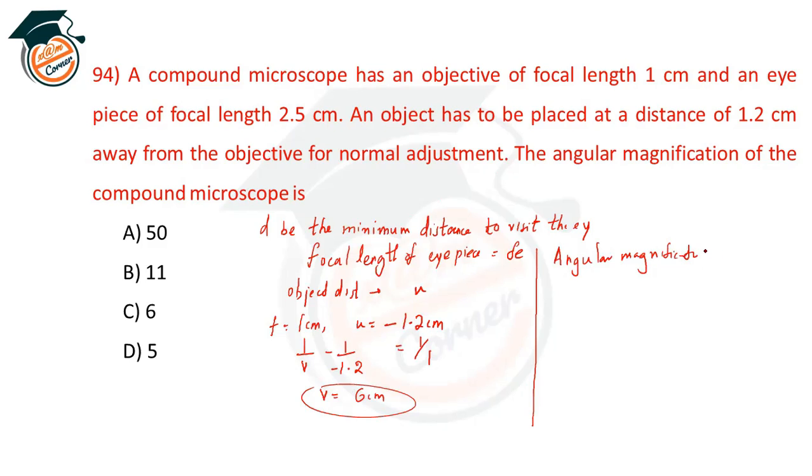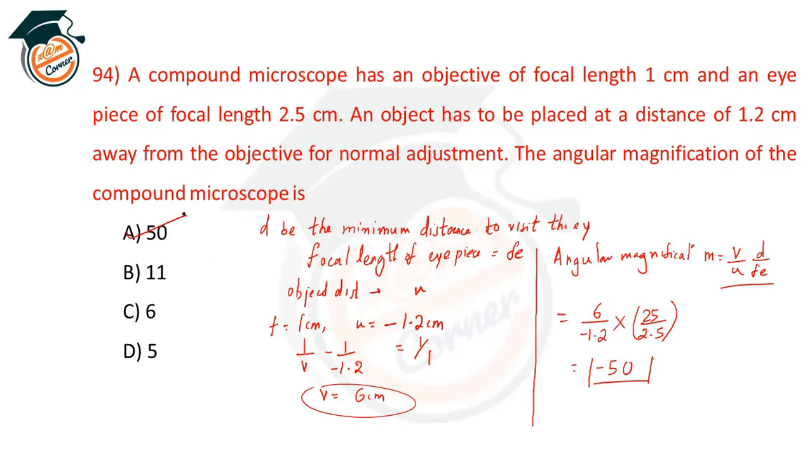Angular magnification formula: M equals to V by U into D by FE. It is the angular magnification formula, so please remember it. This is equal to 6 by minus 1.2 into 25 by 2.5. When we solve it, we'll get 50. Okay, so angular magnification is given by 50.